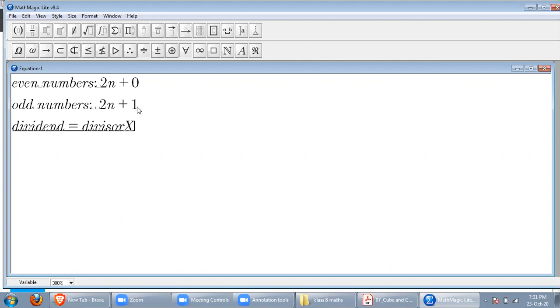So divisor into quotient plus remainder is a number. Am I right? Yes. Divisor into quotient plus remainder. This is important. You remember this, okay? So divisor into quotient plus remainder is a number.